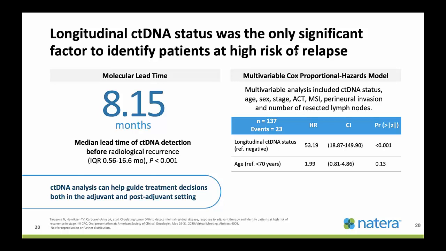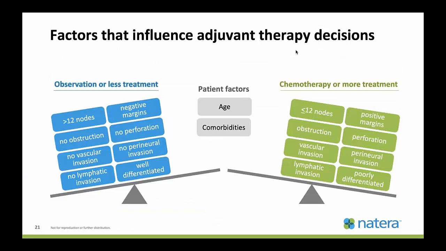Multivariable analysis was also conducted with traditional risk factors that are currently used in the clinic. It revealed that longitudinal ctDNA was the only significant risk factor for recurrence of disease. Now, currently, there are several prognostic risk factors that are considered in the clinic when oncologists decide to recommend chemotherapy, or when patients accept chemotherapy or not. And these high-risk factors are shown here. In some cases, the risk-benefit ratio is clear, but in many circumstances, it is not.